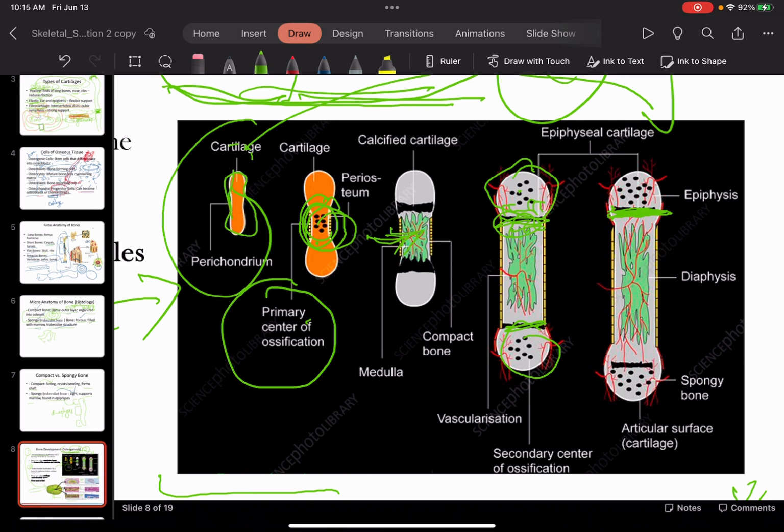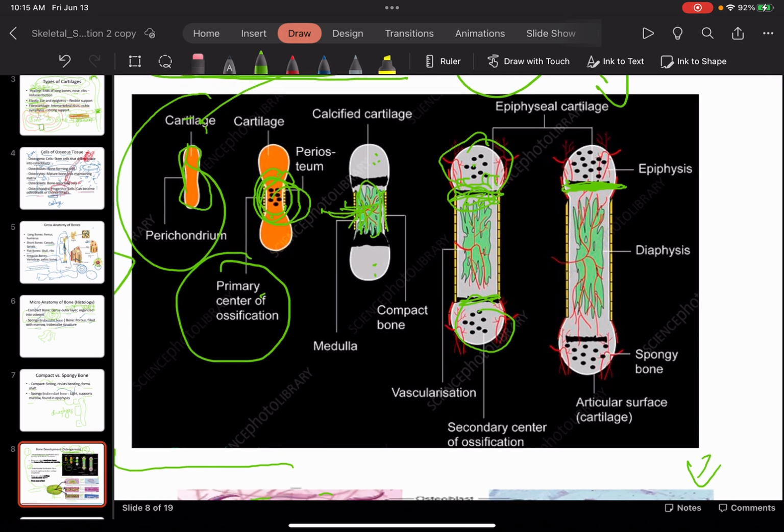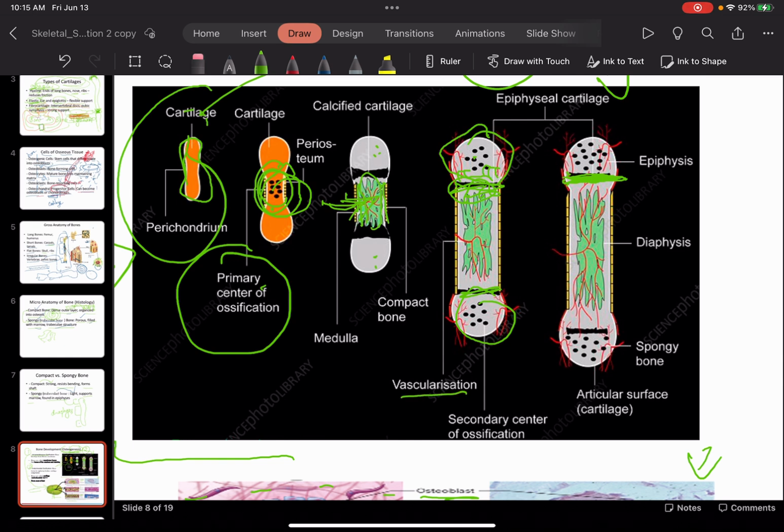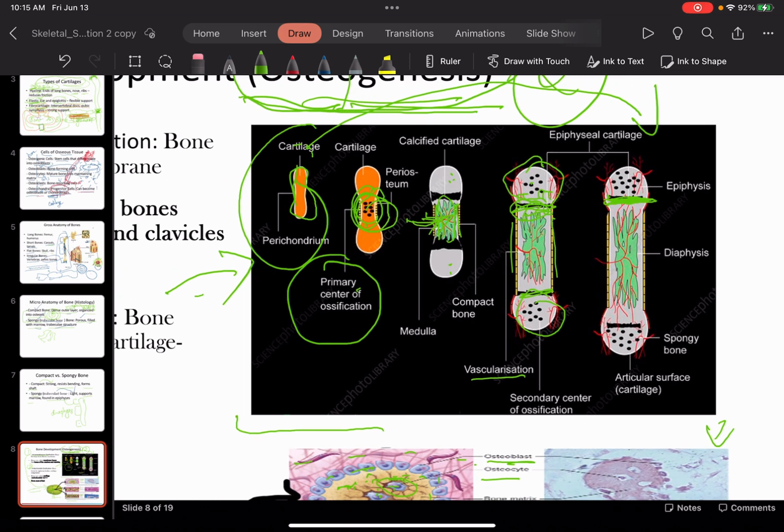So the only thing about long bones: both sides are what? Compact bone, and the middle is spongy bone. On both sides of that long bone, the epiphysis, a lot of spongy bone is there. Then vascularization happens. Vascularization means blood vessels coming in. The periosteum is forming. Then the next thing is the secondary center of ossification forming on both sides. So the primary one started, then the secondary ossification center is forming.